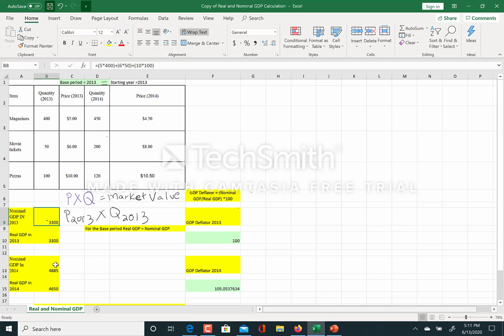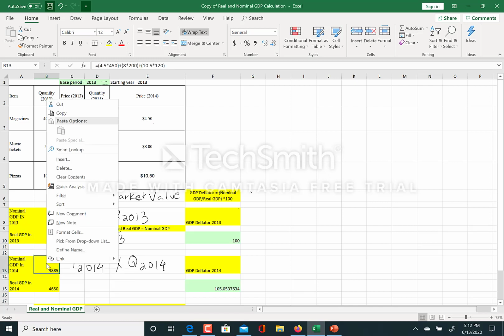Doing the same thing for real gross domestic product, I have the same number, which is 3,300. It's because 2013 is my base year, and for the base year, real gross domestic product is equal to nominal gross domestic product. Now, if I look at nominal gross domestic product in 2014, it will be price in 2014 times quantity in 2014 for all these three different goods summed up, and I get my value as 4,885.